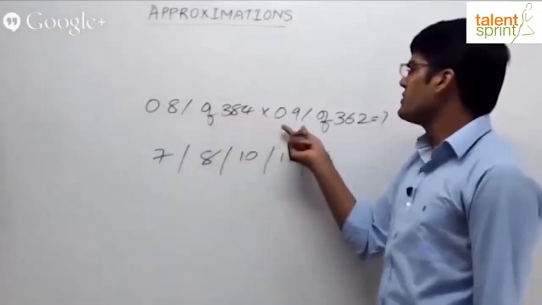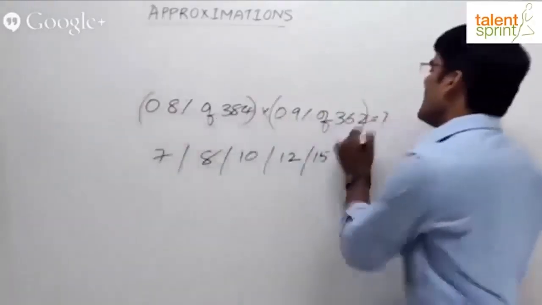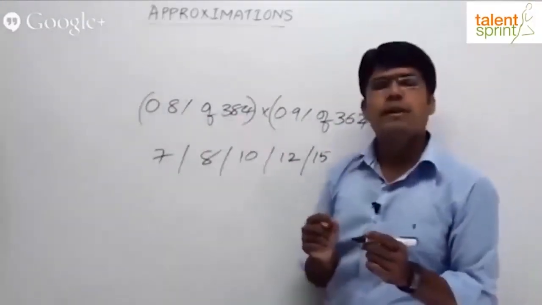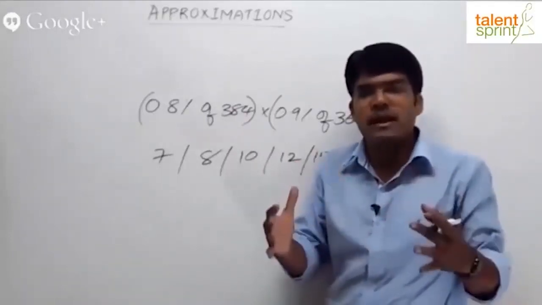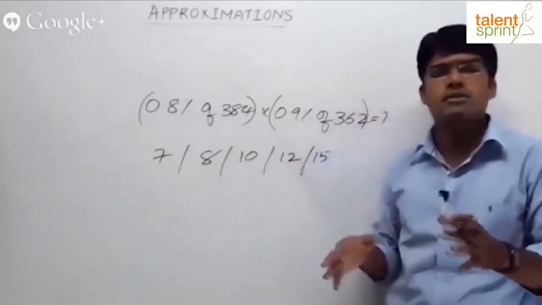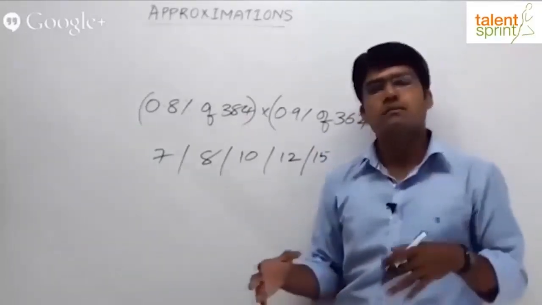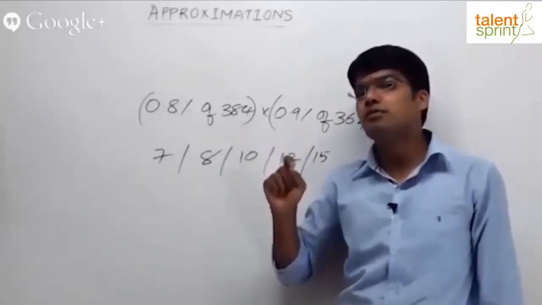0.8% of 384 into 0.9% of 362. So you have to find the percentages approximately and multiply them. What is 0.8% of 384? I am not going to write anything on paper this time. It's all oral, mental calculation. You must be able to do this, and it's all based on simplifications, nothing much to do with approximations. 1% of 384 is 3.84.